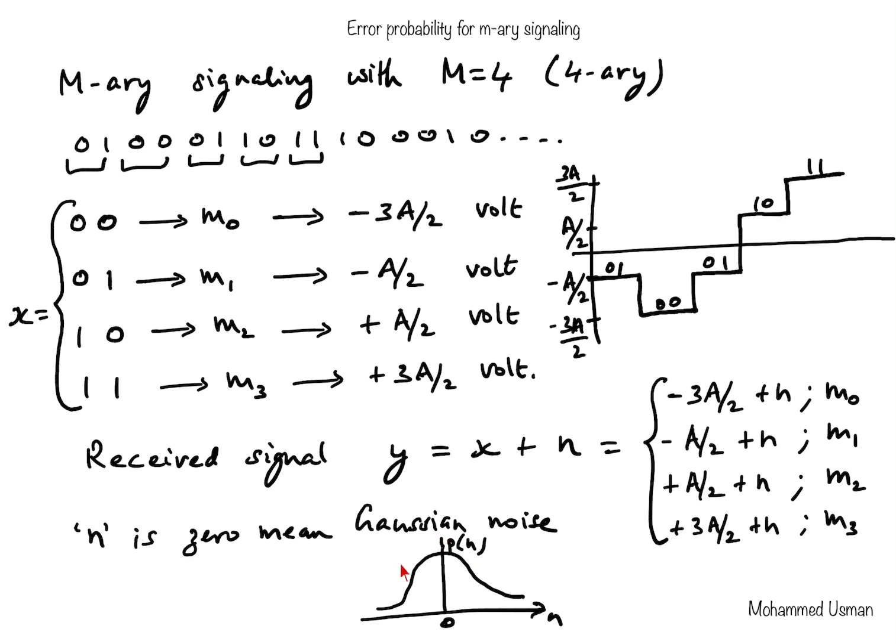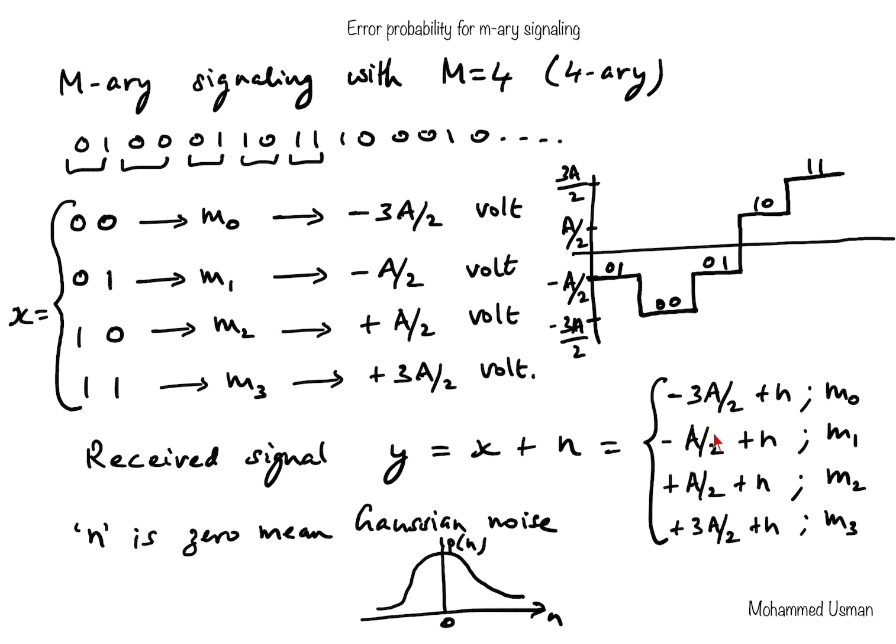Now to this noise, some constant is going to get added. So whenever we transmit M0, the received signal Y is going to have a probability density function which is a shifted version of this, shifted by minus 3A by 2. That means it will be shifted to the left and be centered on minus 3A by 2. Similarly, when we transmit M1, that means we are transmitting minus A by 2 plus noise.